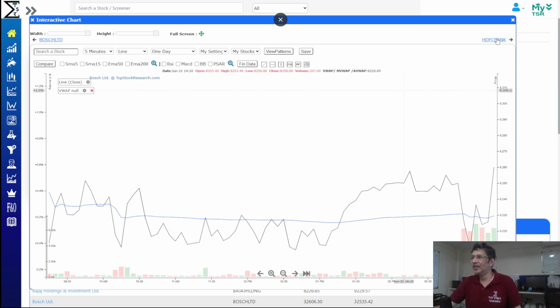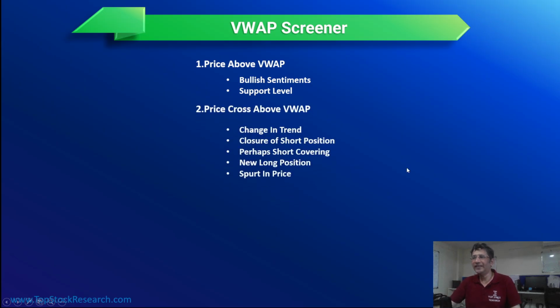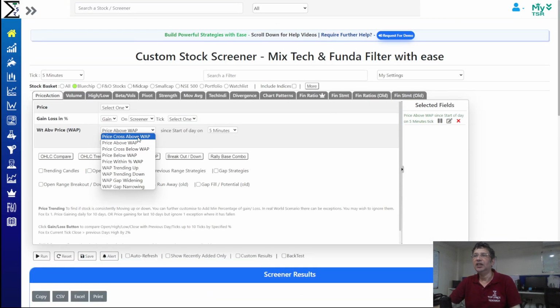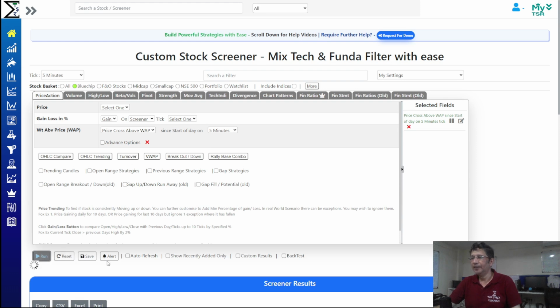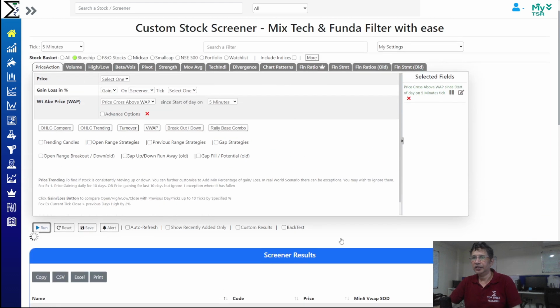Let's look at another stock, Havells. In this case, the price is above VWAP for a significant amount of time. In fact, most of the time. That means bulls were more in control throughout the day for Havells in this particular case. The second example that we have is price cross above VWAP. Now, what does price cross above VWAP mean? Let's go deep into the application. Cross above VWAP. When we run this, whenever the price is crossing above VWAP, let's bear with it.